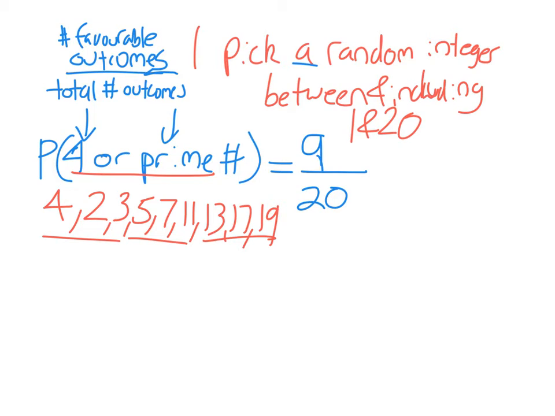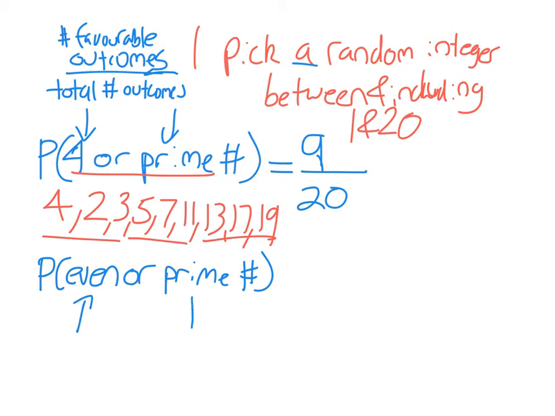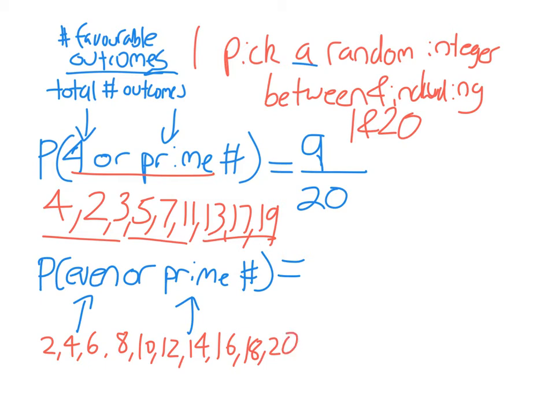Let's now look at the probability that I pick a number that's either even or a prime number. Again, there are two kinds of events that I'm interested in. I could get an even number or a prime number. This time they're not mutually exclusive, because I can pick a number that is even and a prime number. They can both happen at the same time. So the even numbers, I could pick 2, 4, 6, 8, 10, 12, 14, 16, 18, or 20. Those are the possibilities for picking an even number.